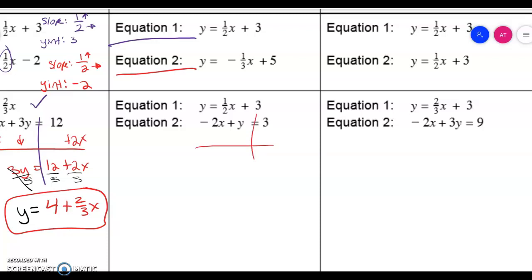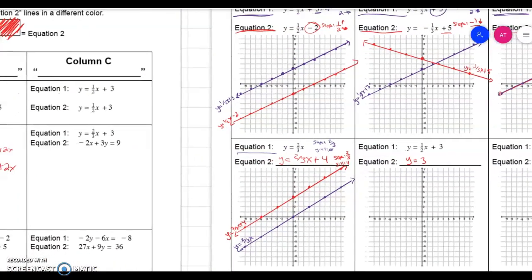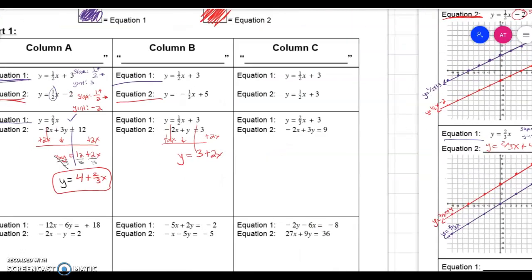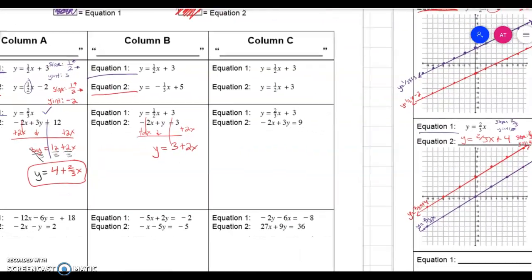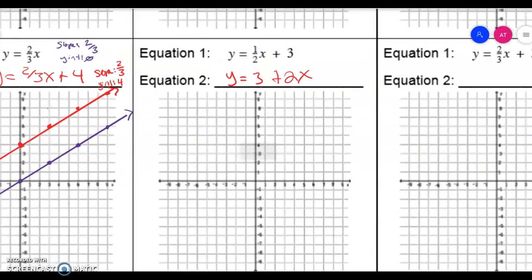So here I'm going to add 2x to both sides. So all I'm left with is y equals 3 plus 2x. So now I'm going to put that over here with my equation, y equals 3 plus 2x, right? Yep. Because that's what I'm solving out. All I did for that equation is I just added 2x to both sides to get y by itself. So I actually have time to graph this real quick before I start the next video.